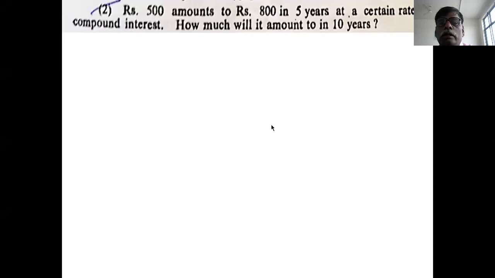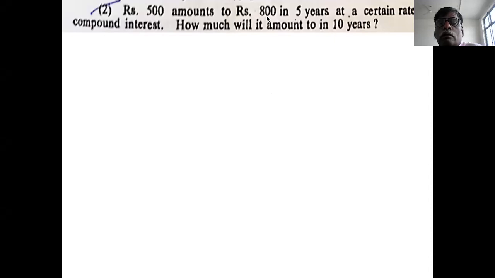Okay, I solved exercise number 1. I dictated exercise number 2 for your homework, but I don't know how many of you solved this problem. Okay. In the second example, you see here 500 amounts to 800 rupees.